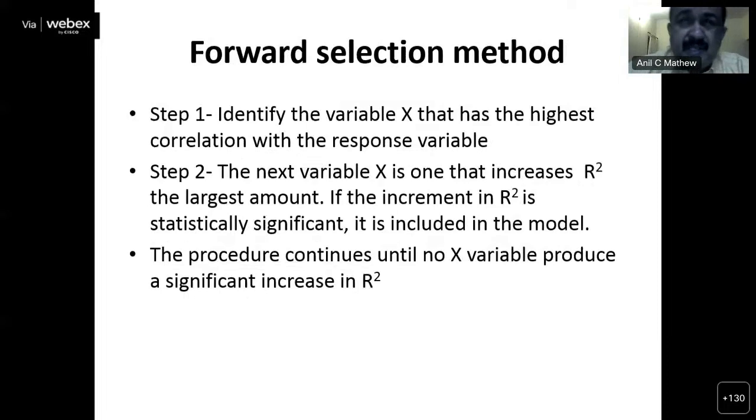There are three ways in which we can use this prediction equation. The first is called the forward selection method, the second is called the backward selection method, and the third is called the stepwise prediction method. Usually, these results do not vary much. In the forward regression method, identify the variable x that has the highest correlation with the response variable. In the next step, the next variable x is the one that increases R-squared by the largest amount. If the increment in R-squared is statistically significant, it is included in the model. The procedure continues until no variable significantly increases the R-square value.